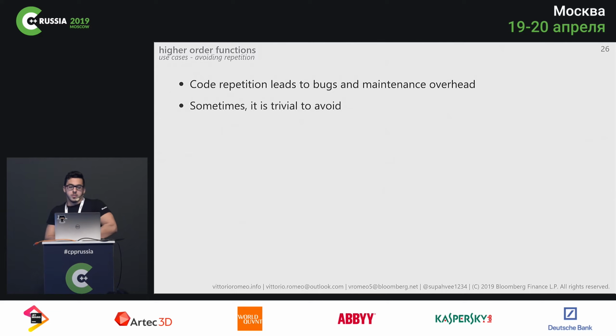So avoiding repetition for me is very important. I sometimes go overboard with it, to the dismay of my coworkers, but I think that any kind of repetition leads to bugs and maintenance overhead, especially when you need to keep two things in sync and you forget to update one and the other. And sometimes people are reluctant to remove repetition because it can be quite hard. But I'm going to show you that with higher order functions, even complicated patterns can be abstracted away quite easily.